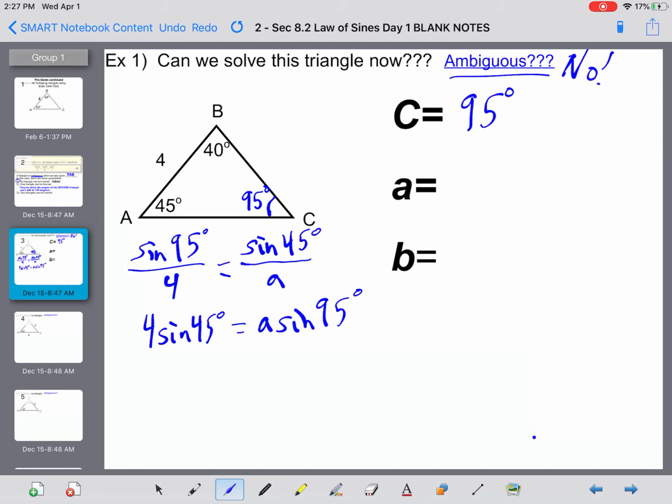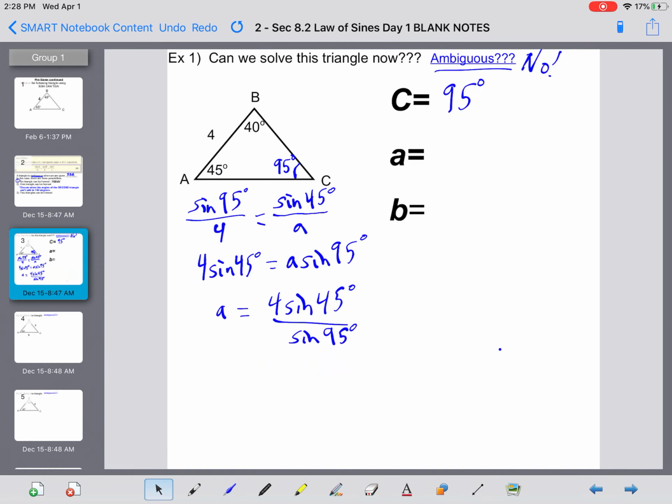Now because I'm solving for lowercase a, I'm going to divide both sides by sine of 95. So I get 4 sine of 45 degrees over sine of 95 degrees. And guys, like always, I'm not touching the calculator until the very last step, right? I want to avoid rounding. I don't want to write a decimal a bunch of times. So now I'm going to go to the calculator. I'm going to type that in. If you type it in, you should get approximately 2.84. So there's side A, 2.84.